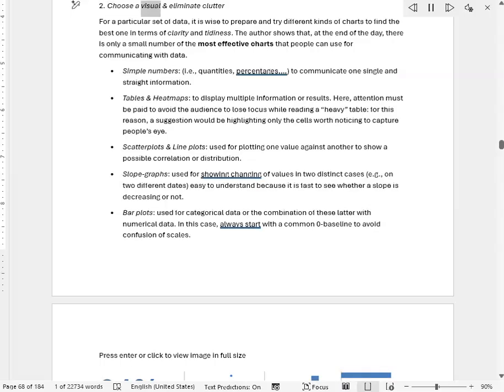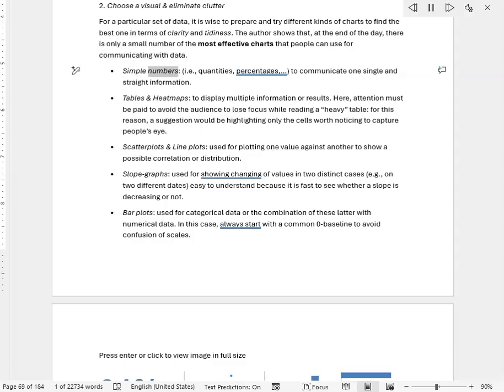2. Choose a visual and eliminate clutter. For a particular set of data, it is wise to prepare and try different kinds of charts to find the best one in terms of clarity and tidiness. The author shows that, at the end of the day, there is only a small number of the most effective charts that people can use for communicating with data.